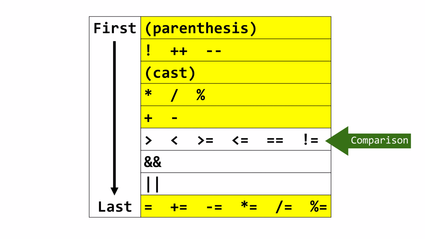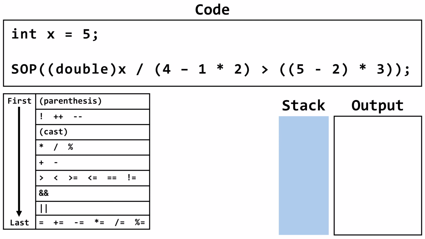The comparison operators are usually obvious from context. If using both an and an or on the same line, you should use parentheses to clarify order. Now let's look at some code. SOP is short for System Out Print Line.